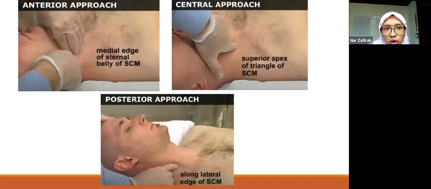And then there are three approaches: anterior, central and posterior. The anterior approach, like I have mentioned before, is where the needle is inserted lateral to the carotid artery, at the medial edge of the sternal belly of the sternocleidomastoid muscle. This is the entry approach. The central approach is at the superior apex of the triangle of the sternocleidomastoid muscle. You can remember the anatomy, there is a triangle there, so there is a superior apex. So it is the central approach. And the last one is the posterior approach, which is along the lateral edge of the sternocleidomastoid muscle. The anterior approach is the most common.